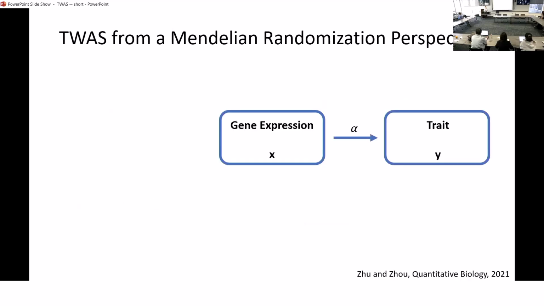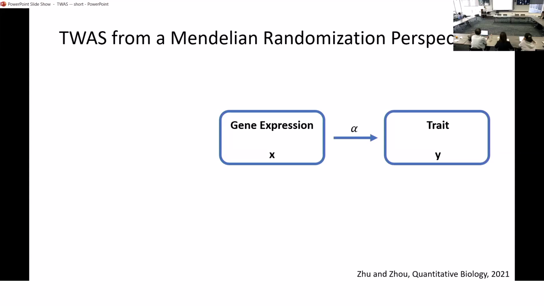To see this more clearly, I think it helps to take a step back to see how people generally do Mendelian randomization, this instrumental variable analysis for causal inference. In the causal inference setting, we have our gene expression, simply denoted as X, and we have our complex trait. It could be diabetes, height, or BMI. Our goal is to infer the potential causal effect of gene expression on the trait. That's the alpha effect, our key parameter of interest.